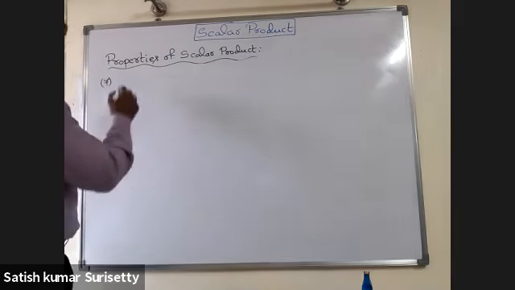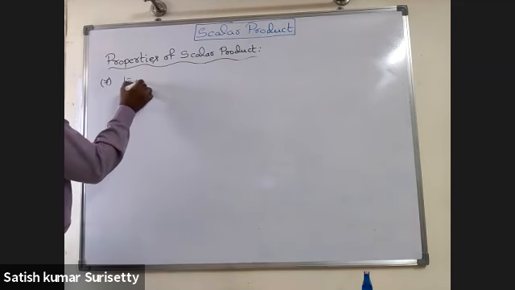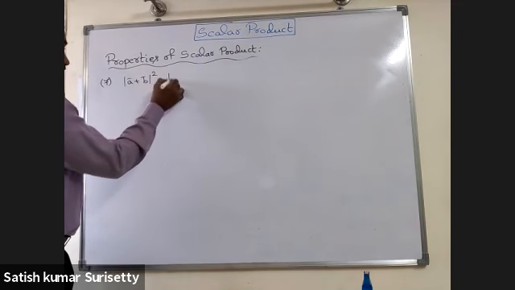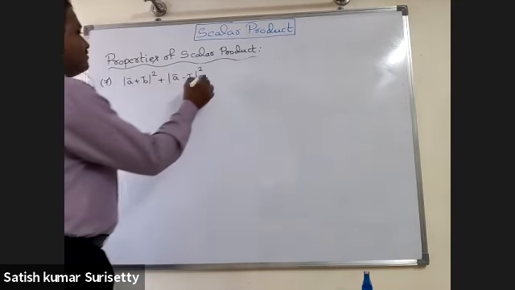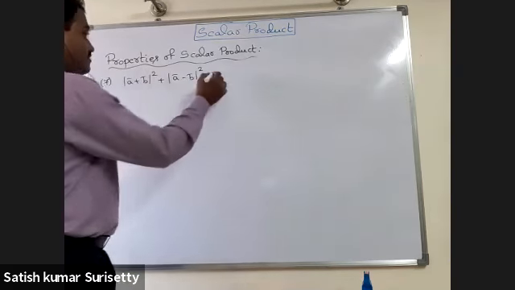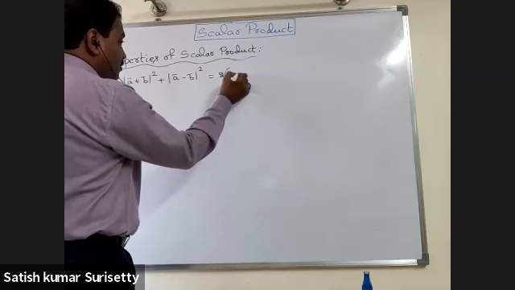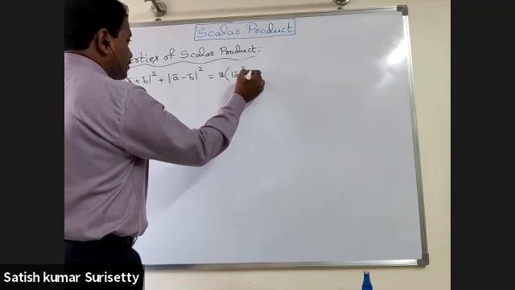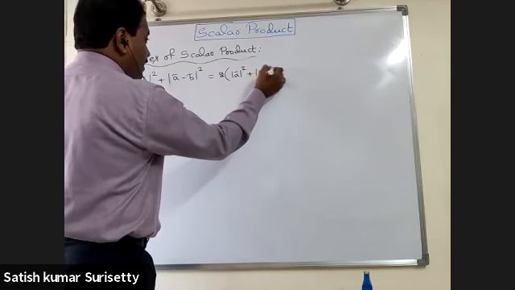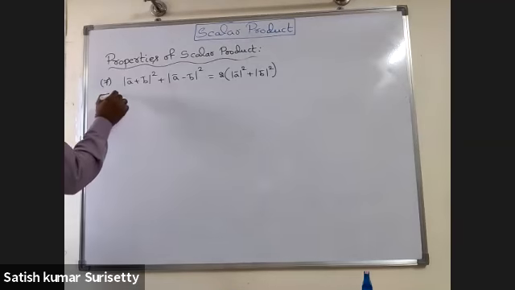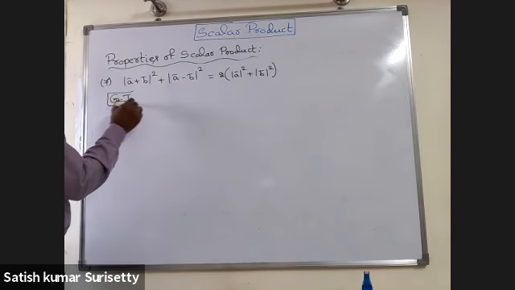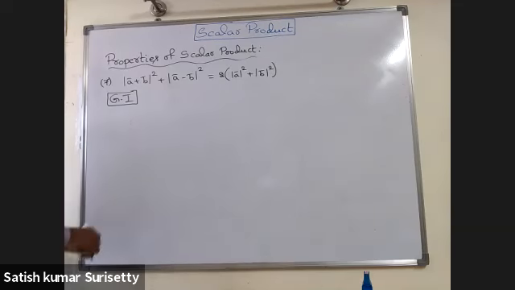Using the previous results, modulus of A bar plus B bar whole square plus modulus of A bar minus B bar whole square is equal to 2 into modulus of A bar square plus modulus of B bar square. What is the geometrical interpretation of this result?